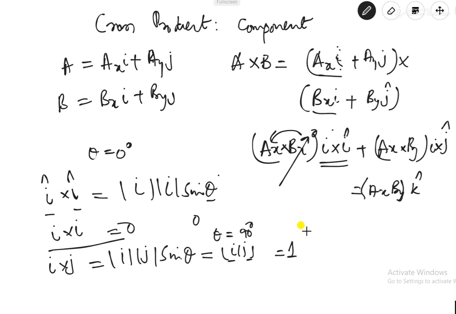Similarly, the other case is, if you take B cross I, that is equal to By into Ax, right? It is opposite. So let's forget this here. We will also find a better, easier way to do this.